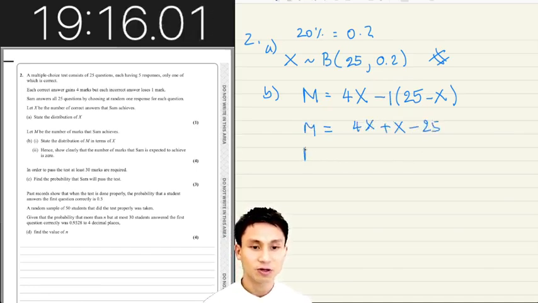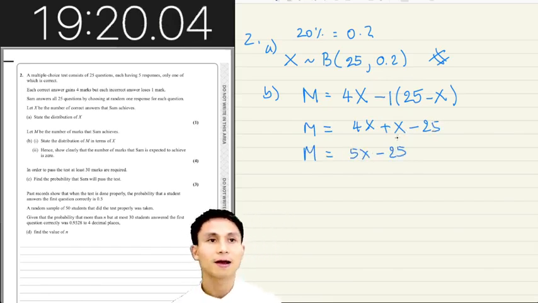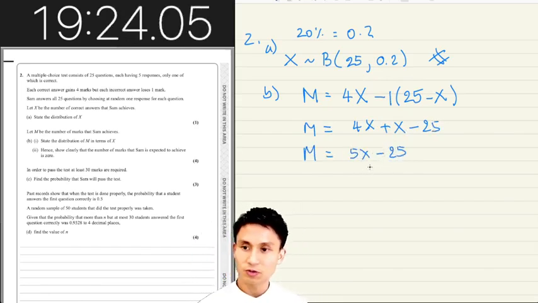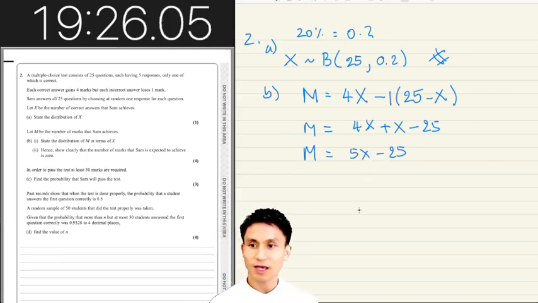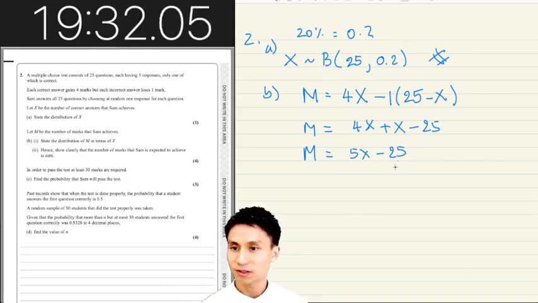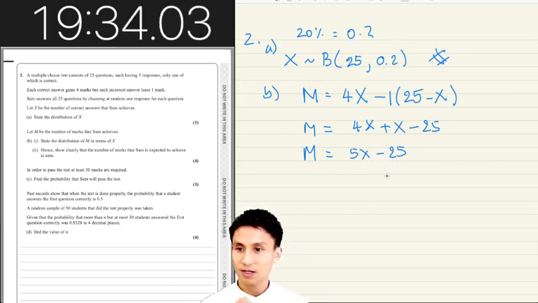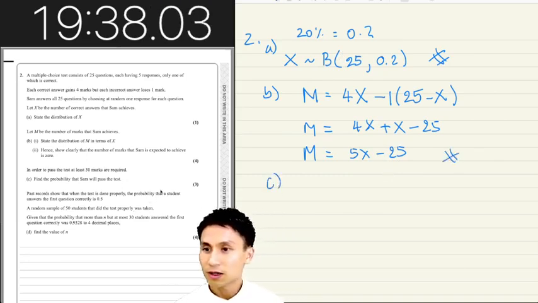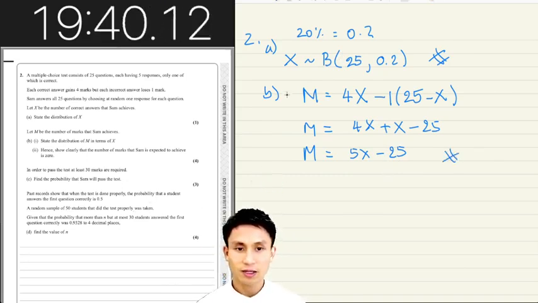All right, so m would be 5x minus 25. That would be the distribution of m in terms of x, I think. So x can be found by the binomial. We plug it in. Yeah, I think this is it. Sorry, that's b i here, and this is ii.